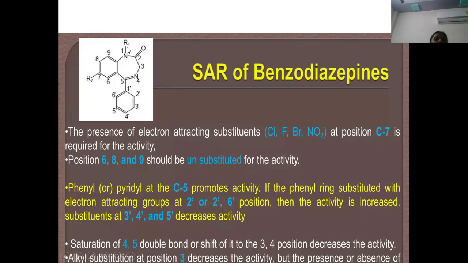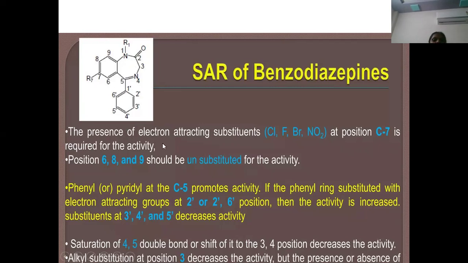At the first position, the R1 group is present. At the second position, a C double bond O group is present. In between the fourth and fifth position, an unsaturated bond is present. At the fifth position, a phenyl ring is present. At the seventh position, the R7 group is present. So this is the general structure for benzodiazepine.